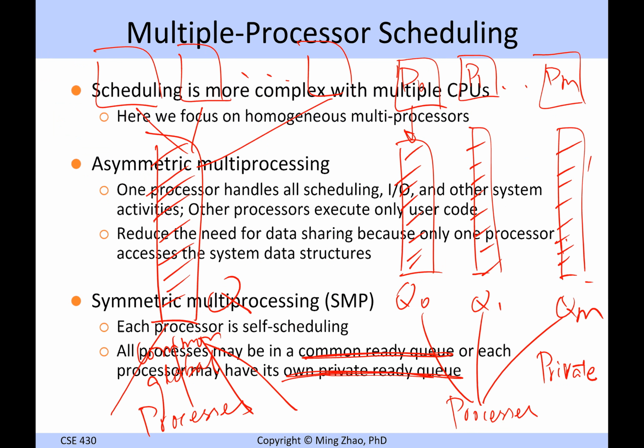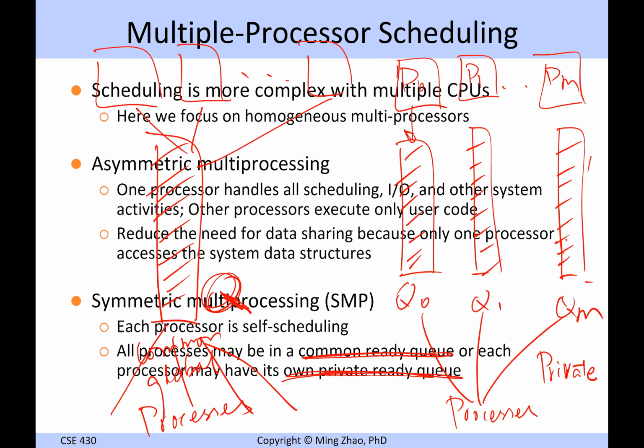If we use the global queue approach, then all the processors need to synchronize with one another. When a processor needs to grab a process from the queue, you need to lock the queue so that we don't schedule the same process to more than one processor. Similarly, when we enqueue a process, we also need to lock the queue. So there is synchronization overhead in the global queue approach.